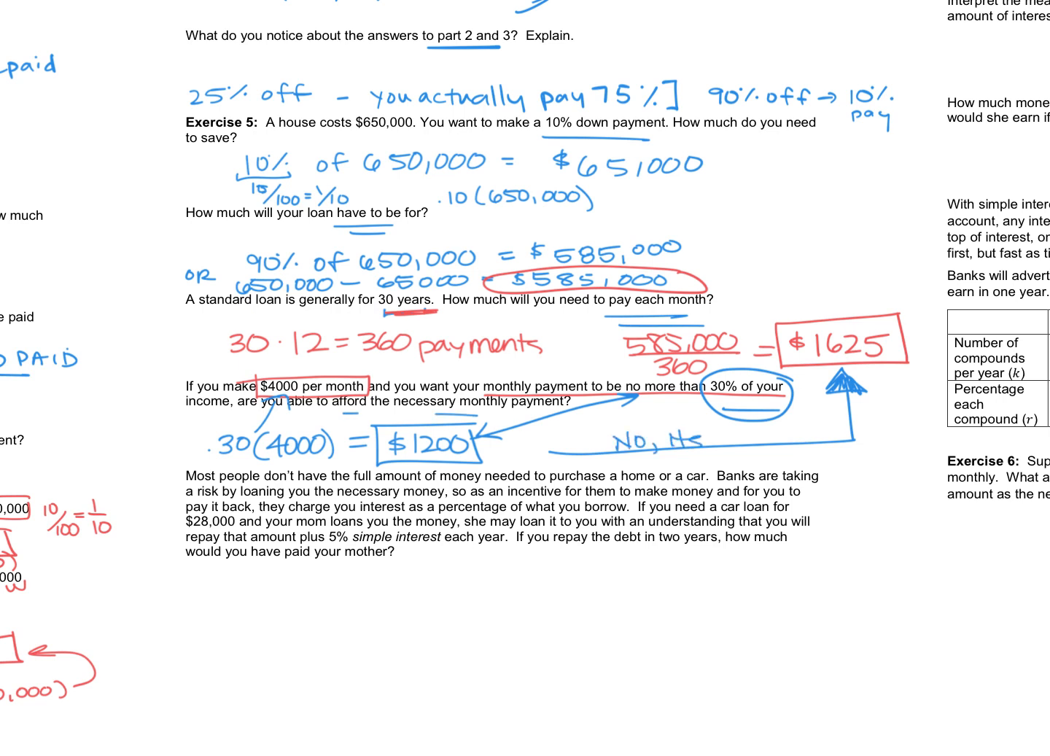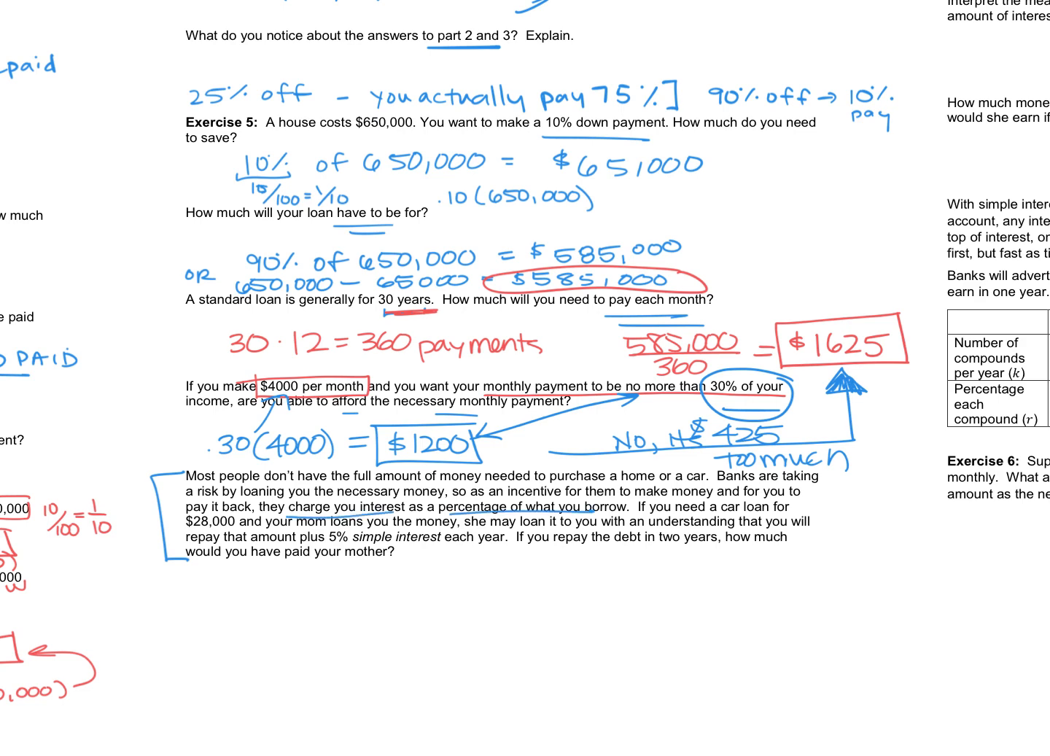It's, let's see how much, $425, too much. And so you can see on the bottom, it's starting to talk about that interest, that banks are taking a little bit of a risk by loaning you money. So as an incentive for them to make money and for you to pay it back, they charge you interest. And it's a percentage of whatever you borrow.